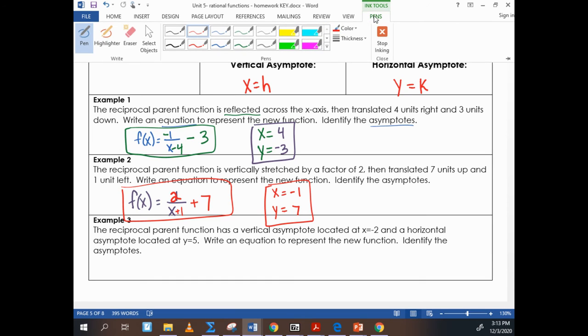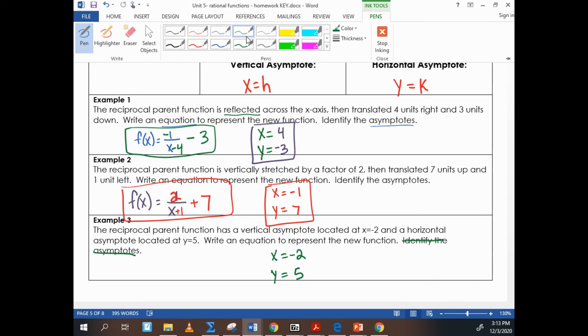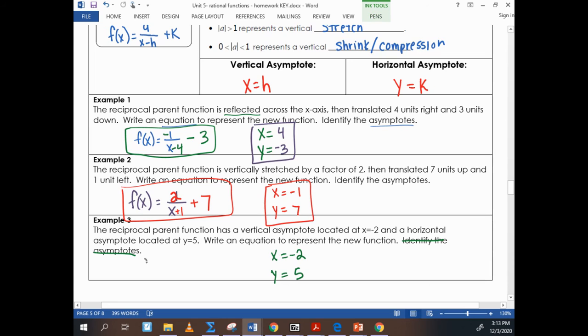All right, this last example of us writing equations, they give us asymptotes this time. So this is a typo. You don't need to identify the asymptotes. They already gave it to us. We have one at x is equal to negative 2, and the horizontal asymptote at y is equal to 5. So they're basically going to work backwards. They're going to give us the asymptotes and ask us to write f of x, sorry guys, is equal to 1 over x and put that in here.